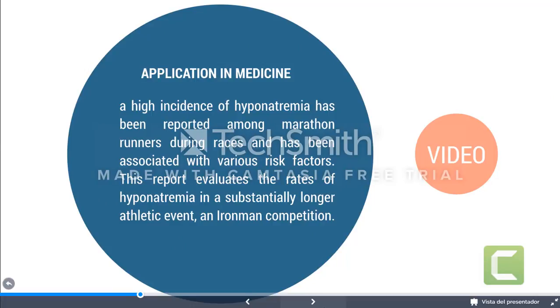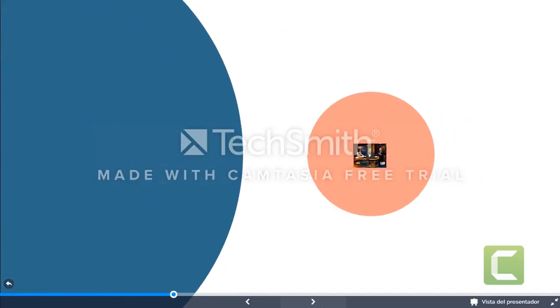Application in medicine. A high incidence of hyponatremia has been reported among marathon runners during races and has been associated with various risk factors. This report evaluates the rates of hyponatremia in a substantially longer athletic event, an Ironman competition.